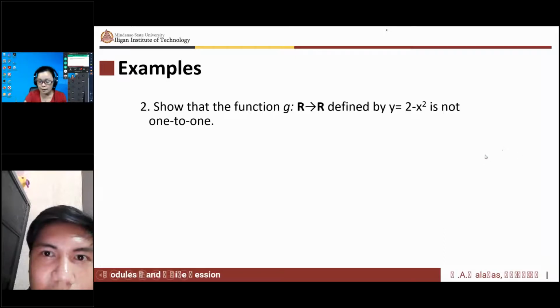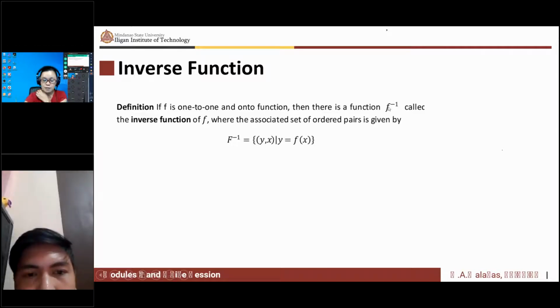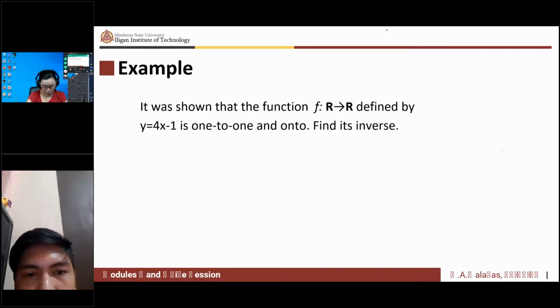Then we look at the inverse function now. If f is 1-to-1 and onto, then there is a function called the inverse function denoted by f⁻¹. This is read as f inverse. We call it the inverse function of f, where the associated set of ordered pairs is given by this set. Take note that it is a requirement that f is 1-to-1 and onto for the inverse to exist.